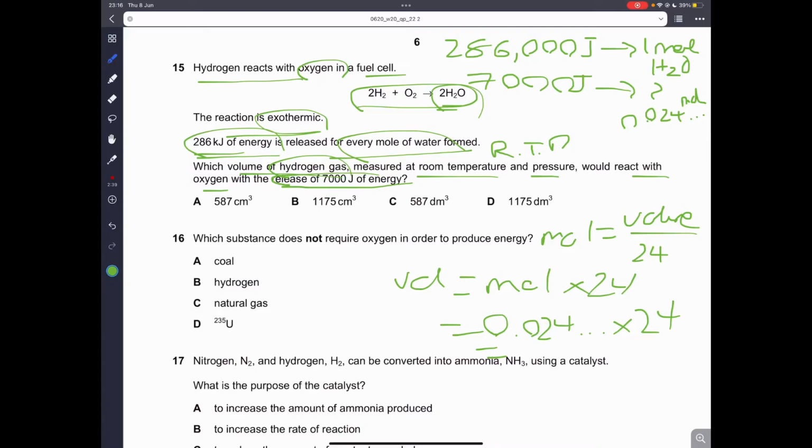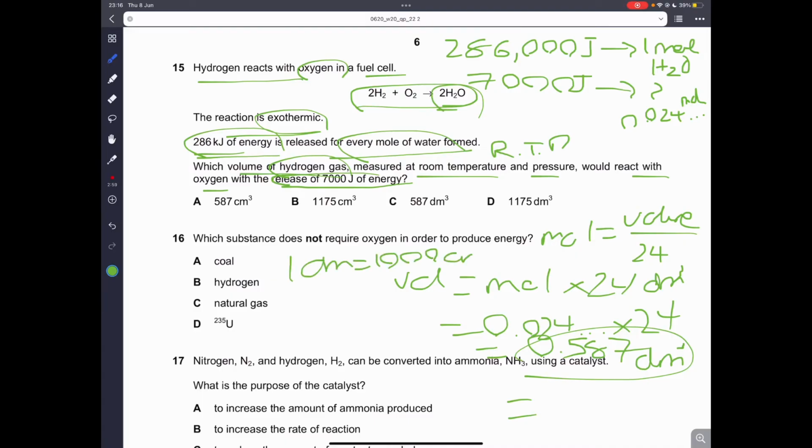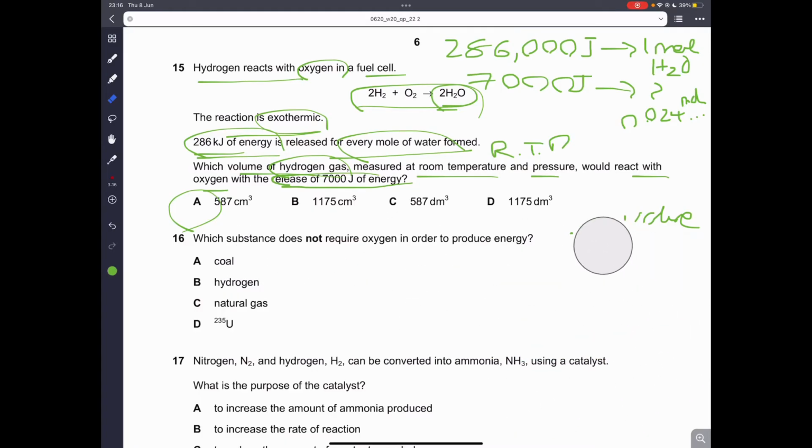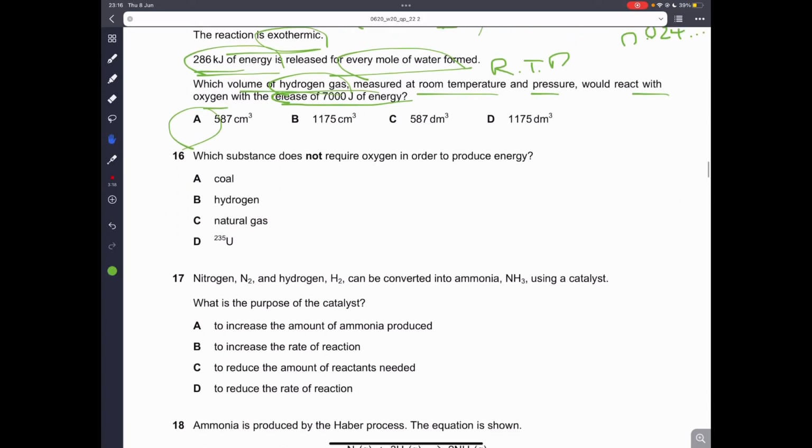And now if I put that into my calculator, it's going to give us something of the sorts of 0.587 dm cube, because this 24 is in dm cube, and so the answer is in dm cube. And when we turn it into centimeter cubes, remember 1 dm cube is 1000 cm cube, and therefore it's going to be 587 centimeter cube of hydrogen that is going to be produced, and therefore A is the correct answer. Okay, so this was a little tricky. It wasn't really that tricky, but you know, you could get by. So A is the correct answer.